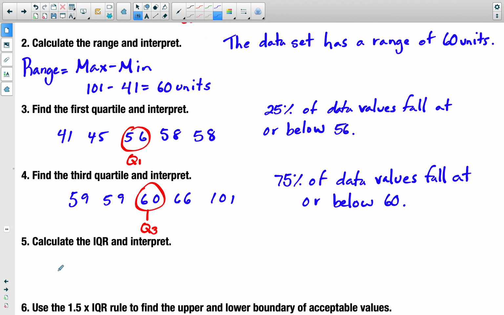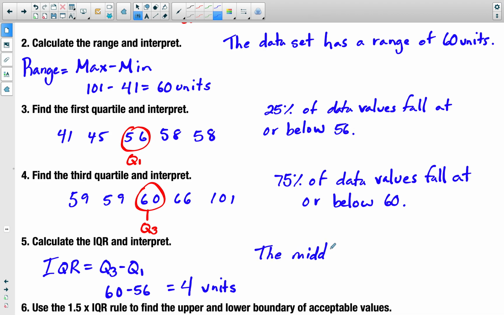Okay, now I'm going to calculate my IQR. Remember, the IQR is your middle 50%, which is Q3 minus Q1. So 60 minus 56 is equal to 4 units. All right, so the middle 50% of values in this data set span 4 units.